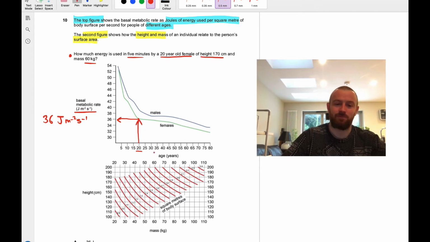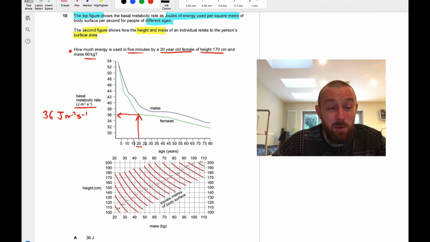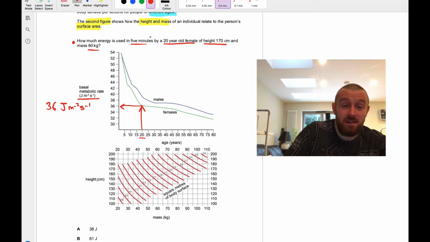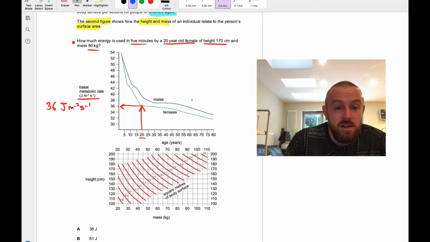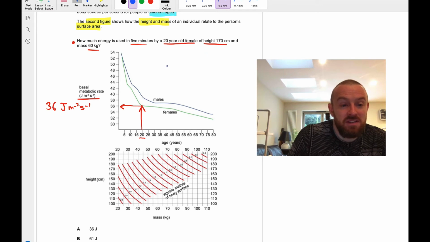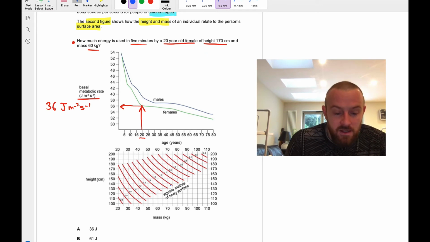What's next? Now I need to figure out how much surface area a person has. So I'm going to change colour to make it a bit easier. This person is 170 centimetres tall and mass 60. So if their mass is 60, we can look at this line. And if they're 170, that's there.